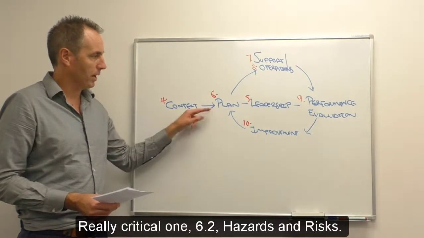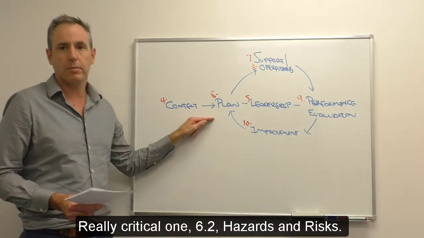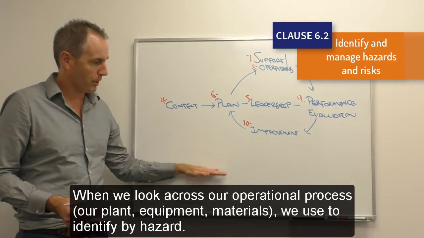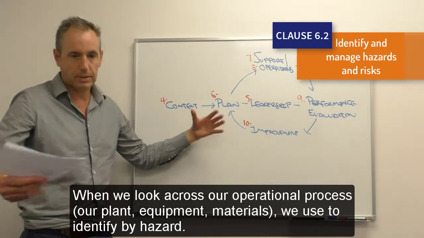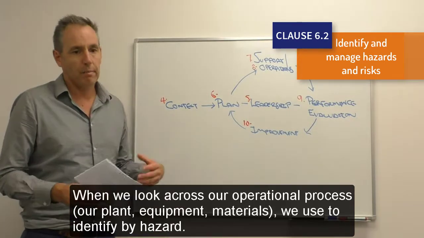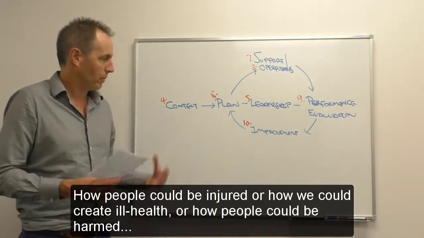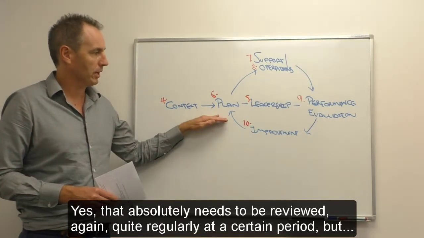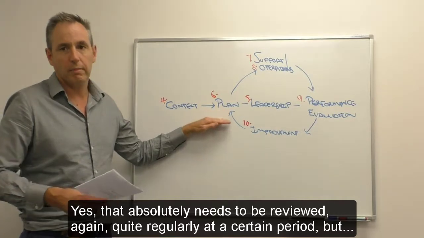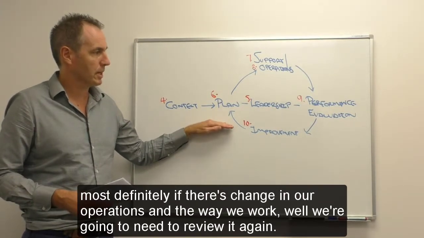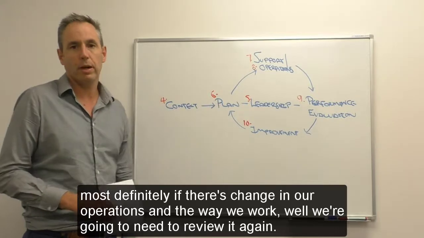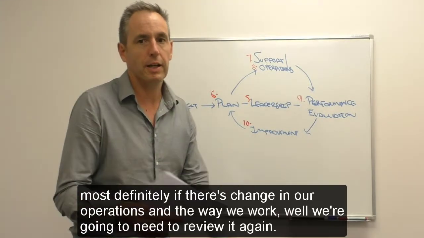A really critical one, 6.2, hazards and risks. When we look across our operational processes, our plant equipment, our materials we use to identify a hazard, how people could be injured or how we could create ill health or how people could be harmed. Yes, that absolutely needs to be reviewed, again, quite regularly, but at a certain period, but most definitely if there's change in our operations and the way we work, well, we're going to need to review it again.